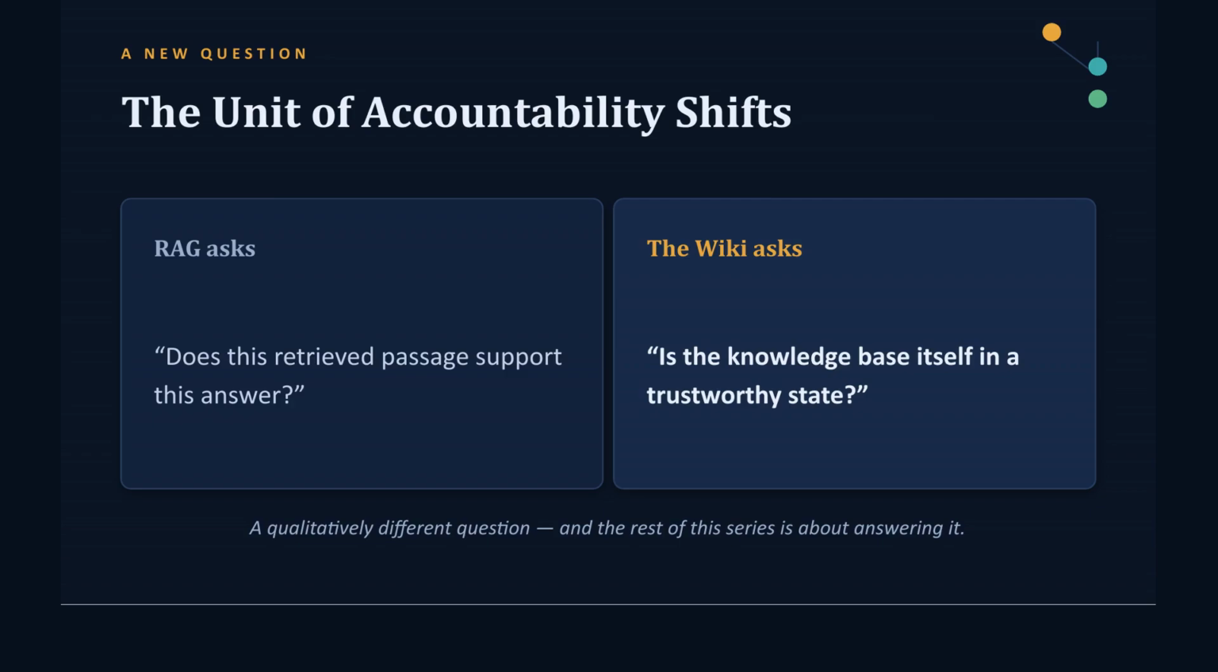And this inversion changes the fundamental question we have to ask. In RAG, the unit of accountability is the passage, does this retrieved text support this answer? In the LLM Wiki, the unit of accountability becomes the artifact itself, is the knowledge base in a trustworthy state? That is a qualitatively different question, and the methods that answer the first do not answer the second. Holding on to that question is what the rest of this series is about.